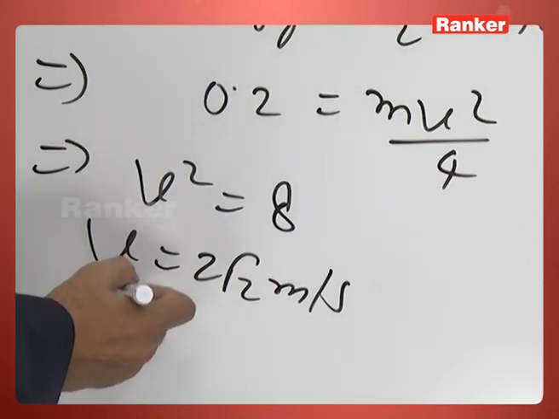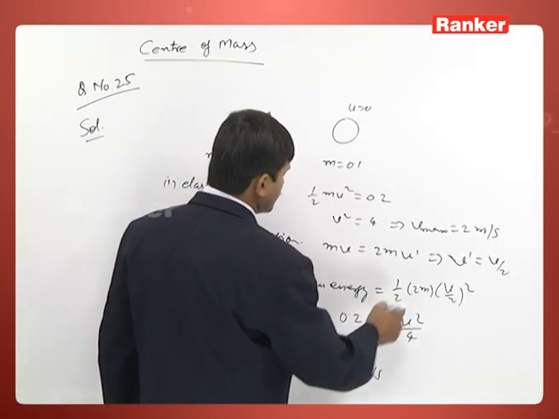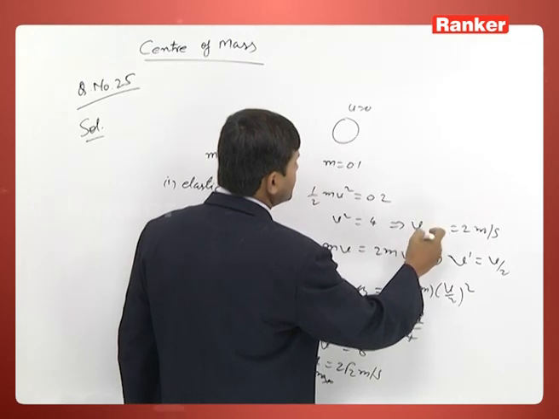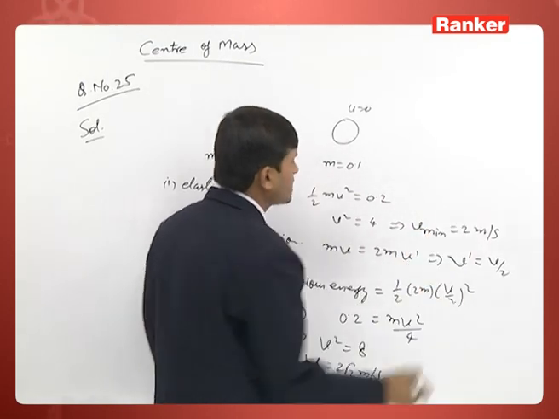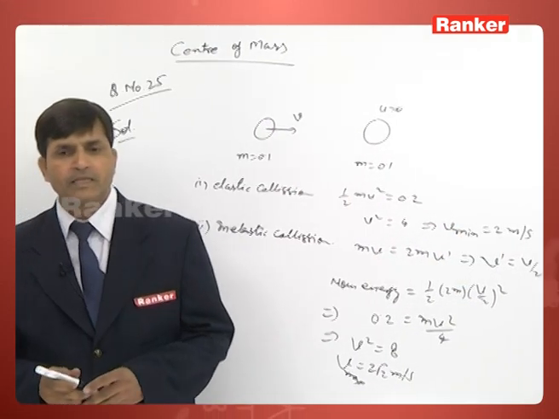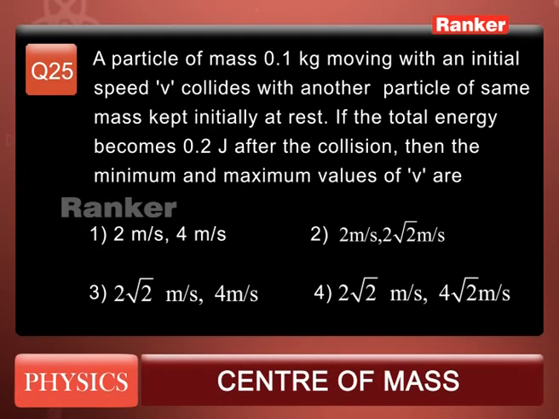So, here we can say velocity maximum is 2 root 2 meter per second and minimum velocity is 2 meter per second. So, our correct option is option number 2. So, hence answer 2 is the correct option. Minimum velocity 2 and maximum velocity 2 root 2 meter per second.